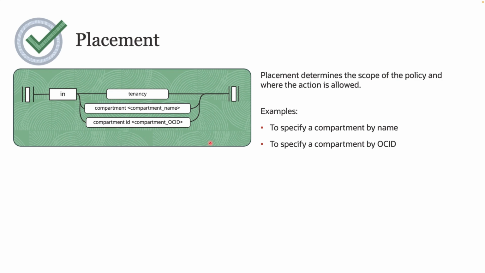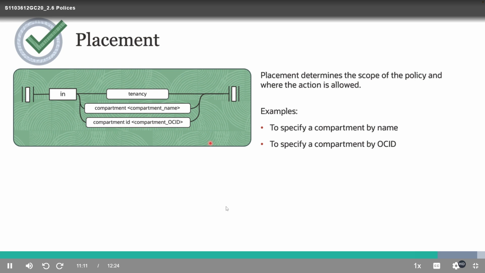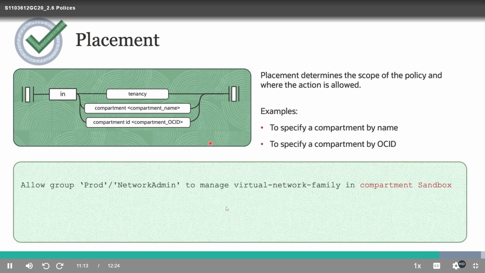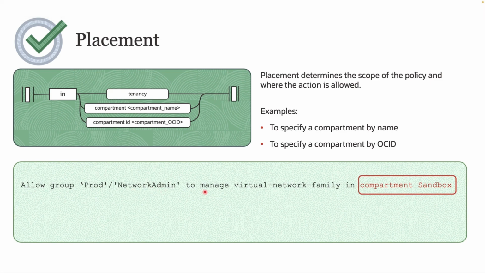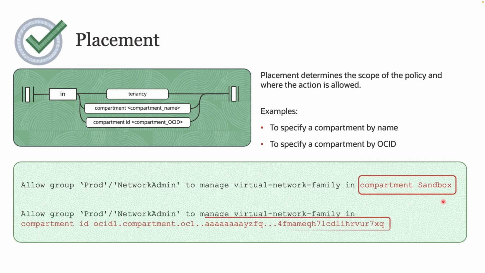So this is a structure how you can define the placement or location. Now let's see the example here where we are allowing our subject, that is network admin, to manage virtual network in compartment sandbox. So we have scoped their permissions to a particular compartment sandbox. Similarly, you can give the compartment OCID by saying compartment ID and the OCID of the compartment. So in this way, we can use the placement to scope the assigned permission.